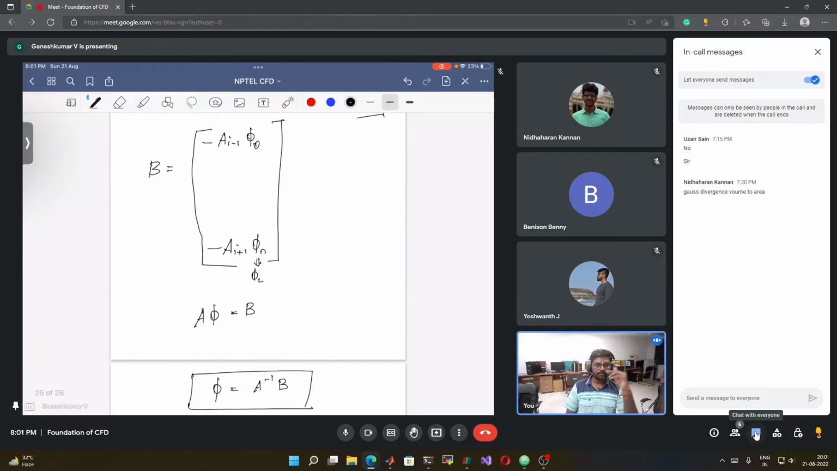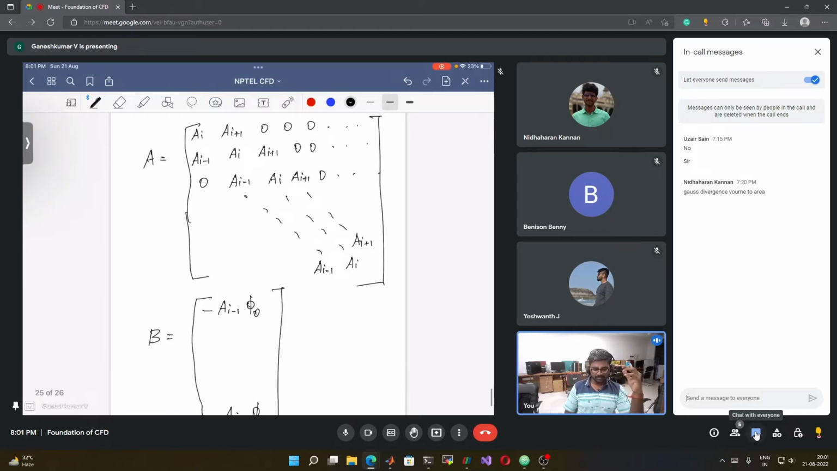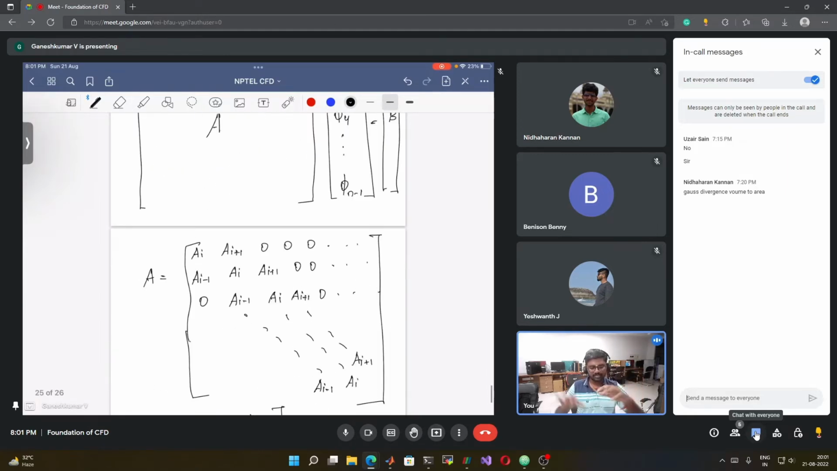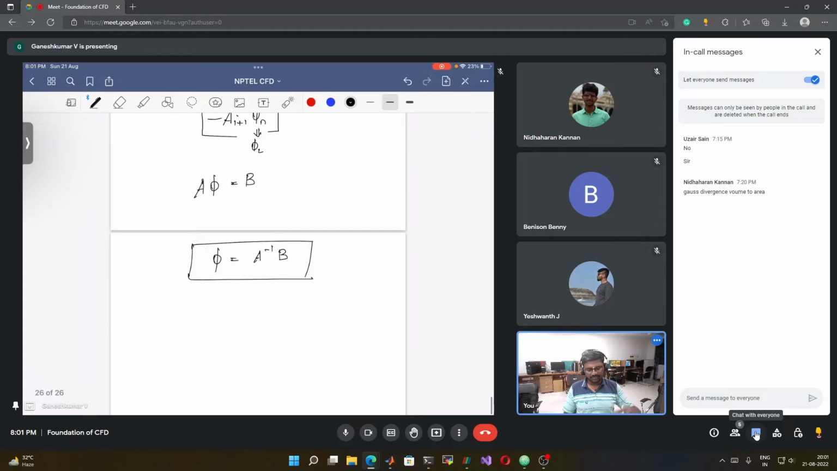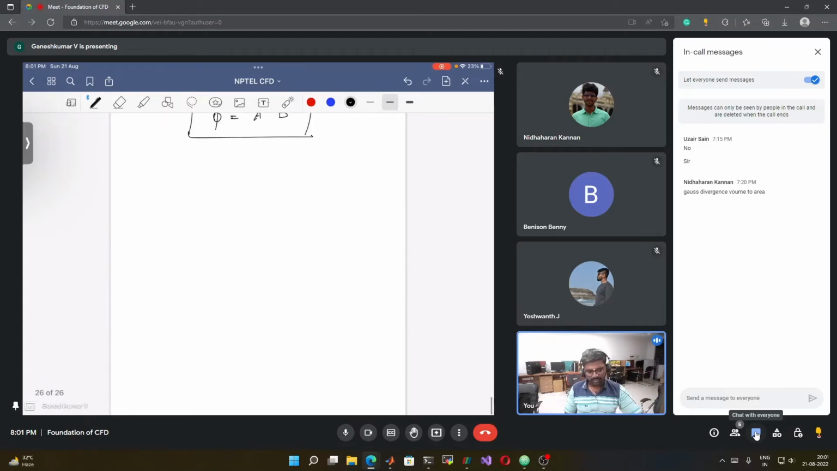If you perform this inverse operation, this is how you will find it. Whatever numerical discretization scheme you use, we'll just cast it into a matrix. We'll write an equation for each and every node, cast it in the matrix, and just invert the matrix to get the solution. So this is how we will get it.